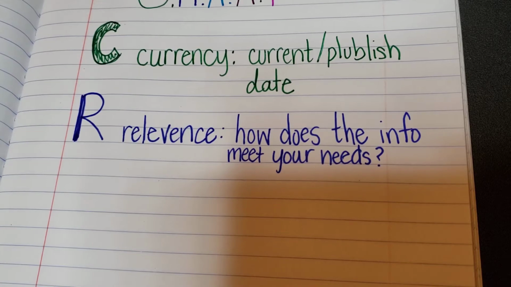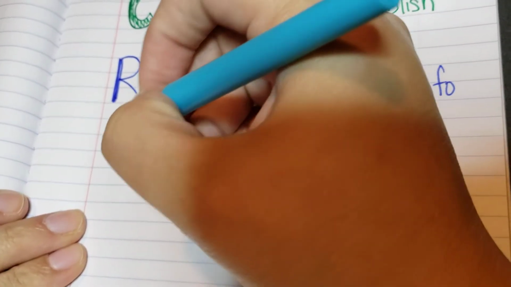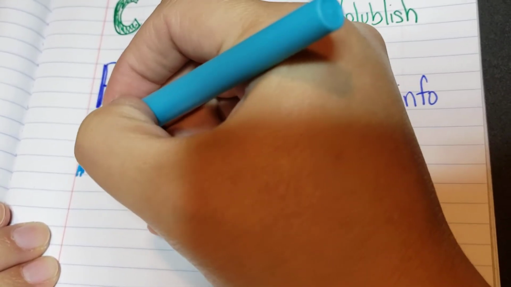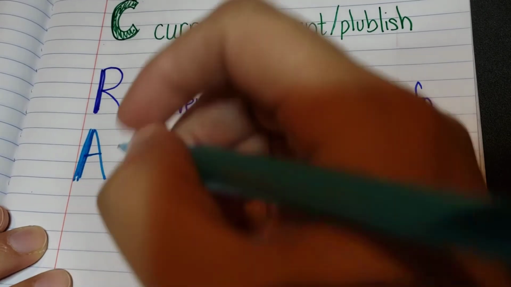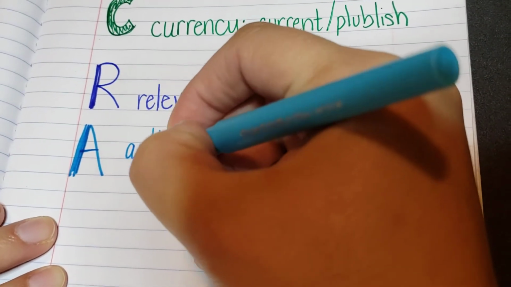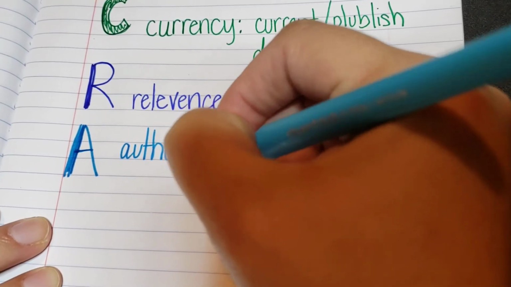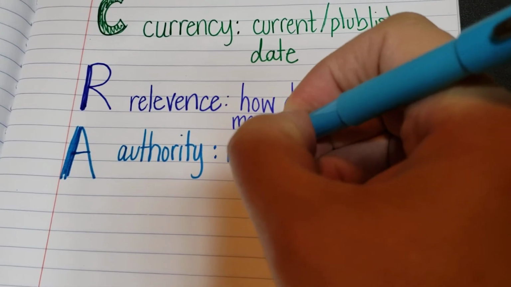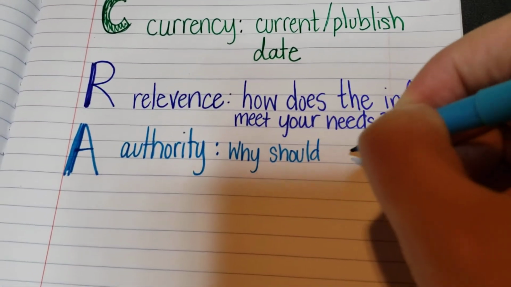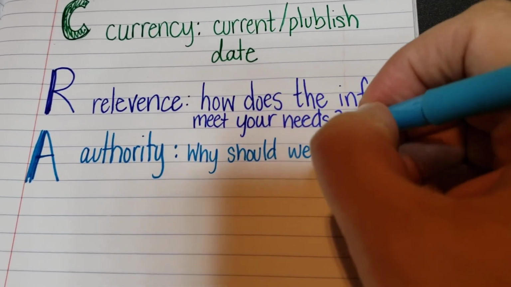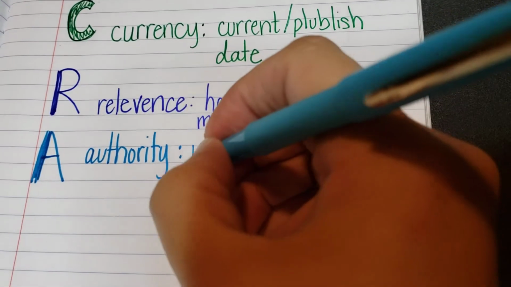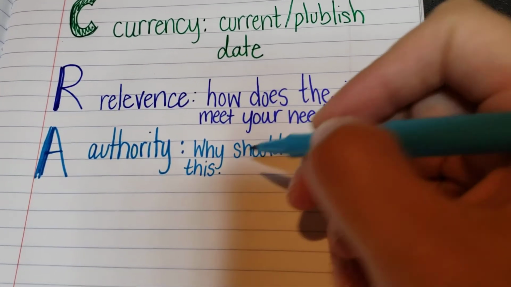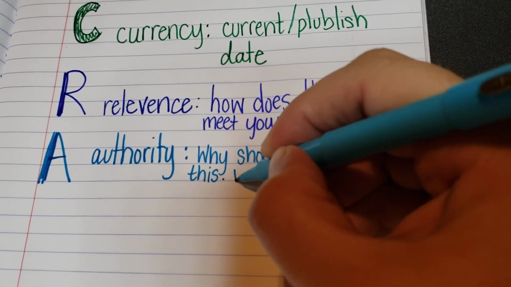Then we have our A. Okay, make sure we can see. We're going to have A. That's going to be authority. I always like to say, who, what, why should we believe you? Who are you? Why should we believe this? What did you do? Why are you such an expert on this? Why should we believe you? What makes you an expert?